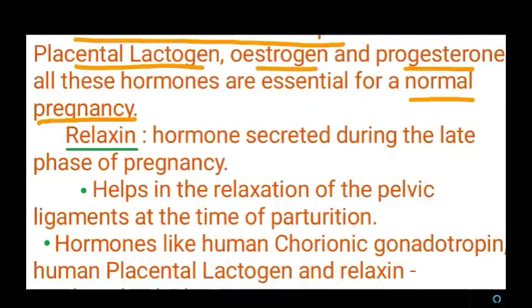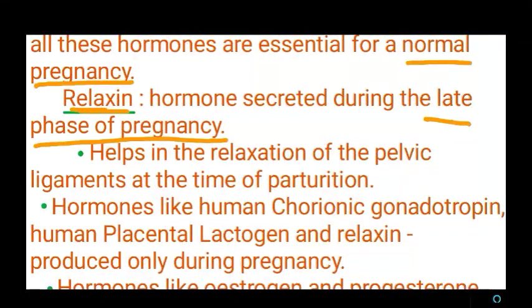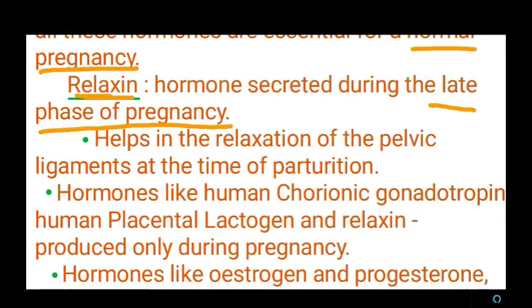Along with this, the placenta also secretes another hormone called relaxin. Relaxin is secreted during the late phase of pregnancy, usually starting at the third trimester. The function of relaxin is to help in the relaxation of the pelvic ligament, mainly at the time of parturition, that means at the time of childbirth.